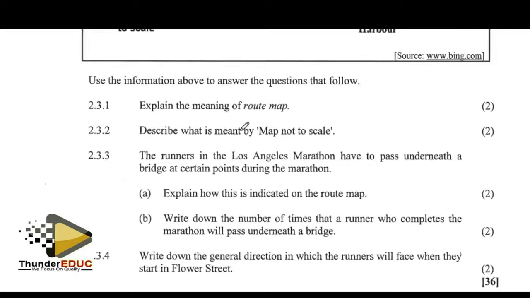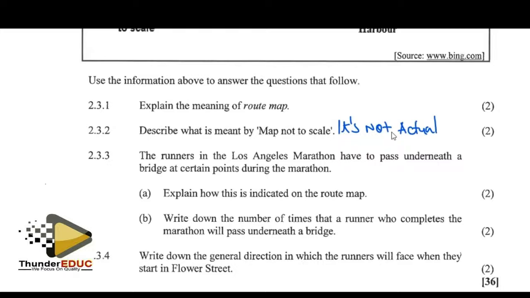All right. Describe what is meant by the map not on scale. In simple terms, it's not actual. I understand? The measurements are not actual. It's not on scale. Runners in the marathon pass underneath a bridge at a certain point during the marathon.